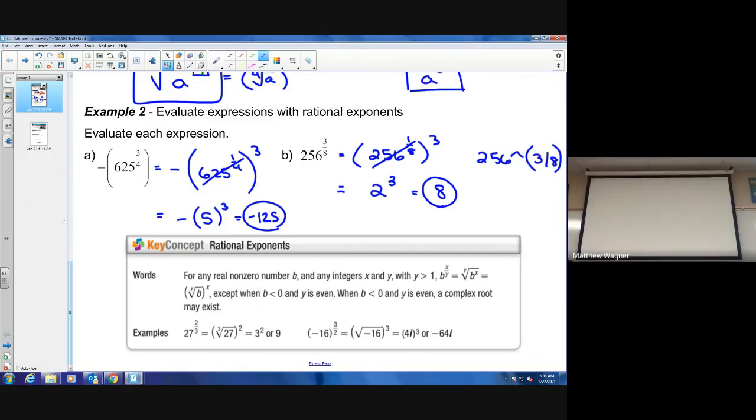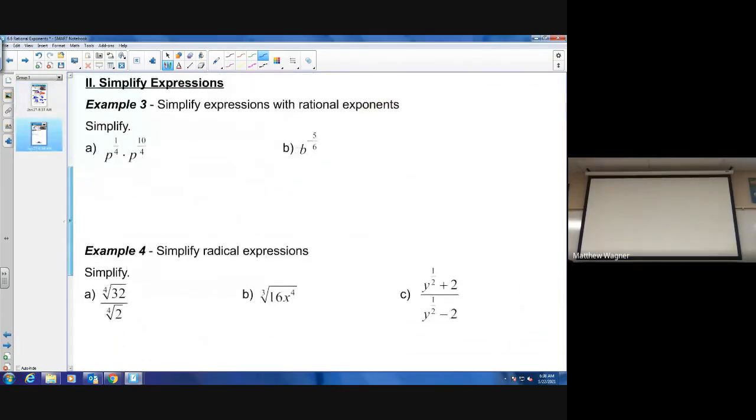Kind of looking at the bottom, this is something we just talked about and touched on. The numerator is the power. The denominator is the index of the root. So there's nothing really new in there to discuss. All right. Second half of the day is going to be working with operations with your radicals or rational exponents.